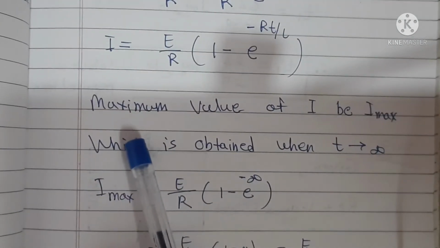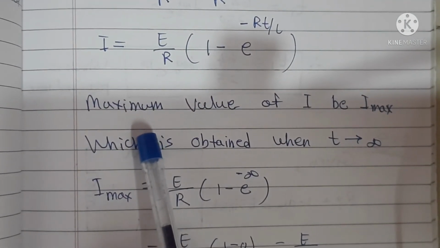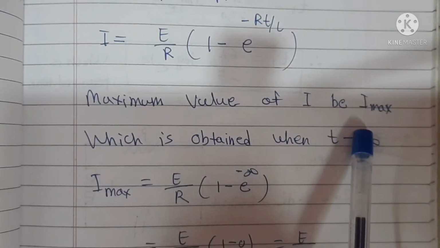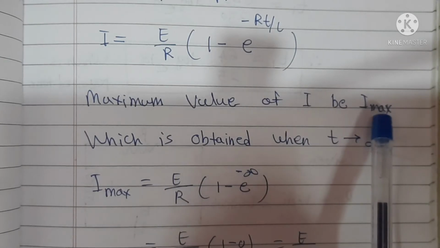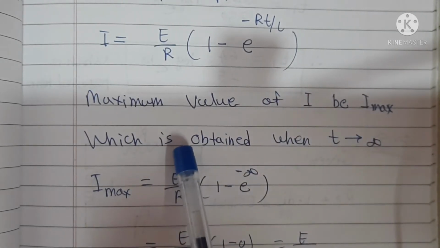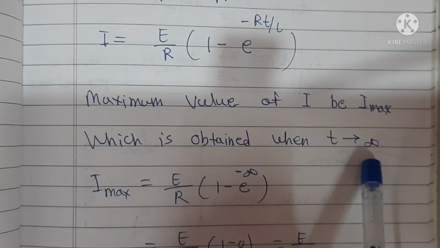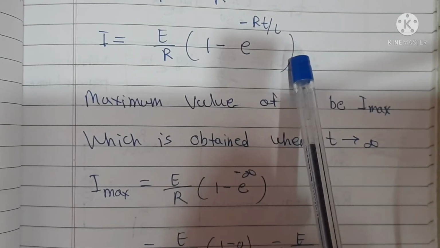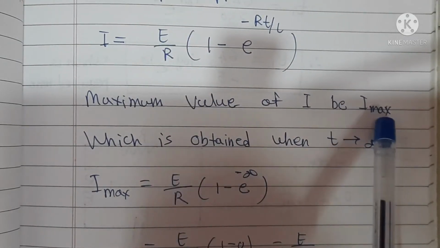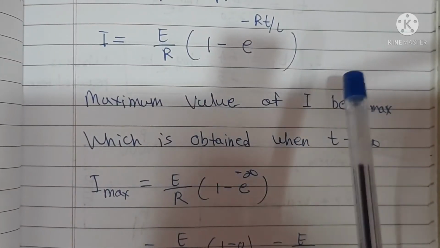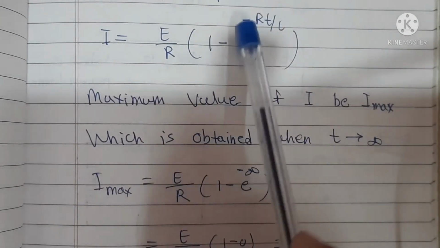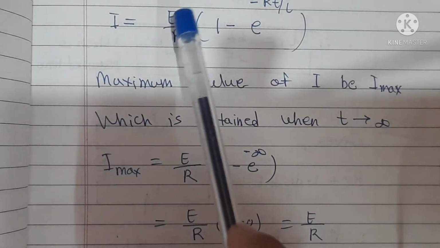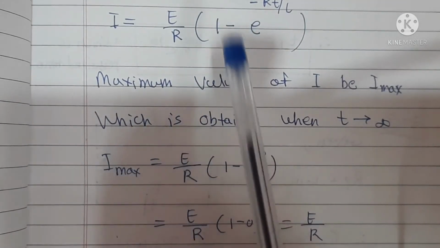Now step 3 is like this. In the problem, the given data is the maximum value of the current, I max, and the maximum value of t is infinity. We have to evaluate this equation for the maximum values. Therefore put I is equal to I max and t is equal to infinity. We only substitute these values in the given particular solution. Therefore, replace I with I max, E upon R as it is, 1 as it is.